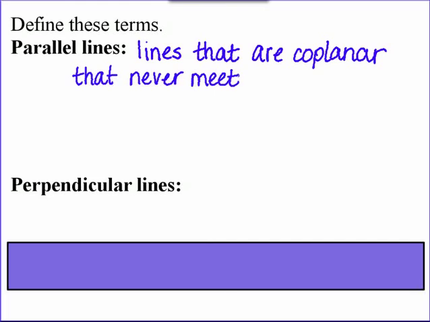So if you have 2 coplanar lines, do I need to specify that they stay the same distance apart? No, because if they're coplanar and they never meet, they will have to stay the same distance apart. All right, perpendicular lines.